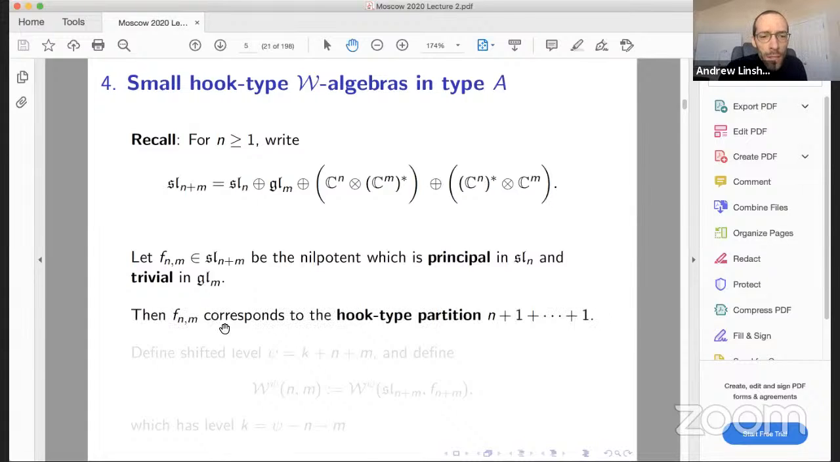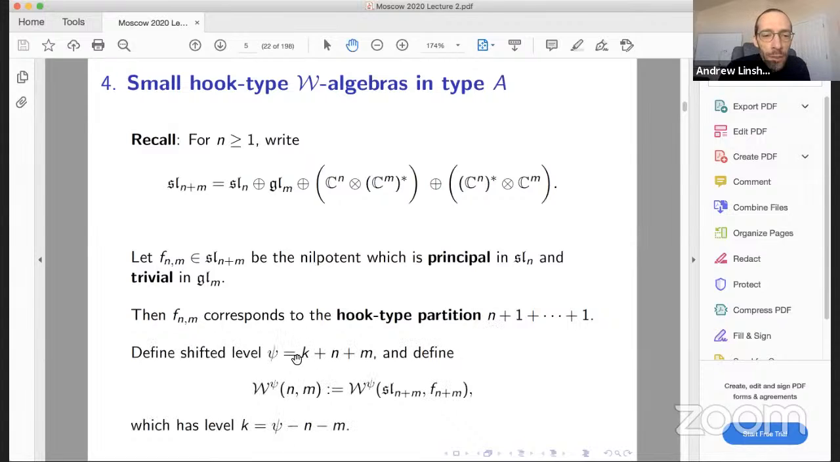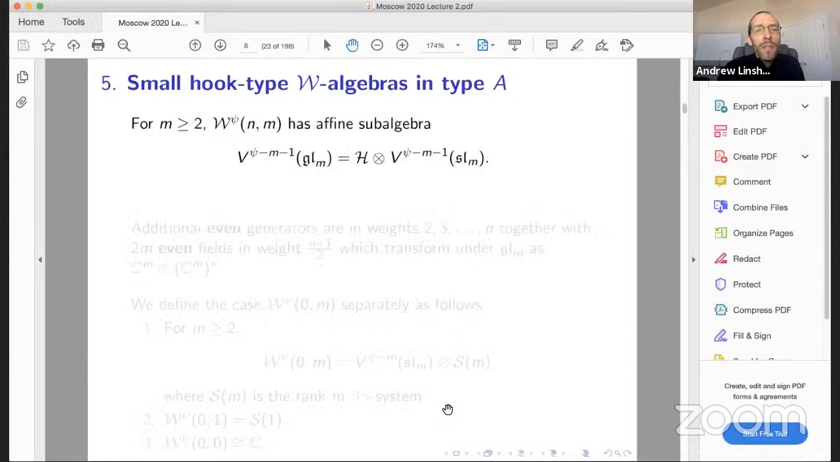And this corresponds to the hook type partition, where I have one big column and then a bunch of short columns of length 1. And so my shifted level psi is k plus n plus m. I'll denote W psi nm for short to be this W algebra associated with this nilpotent. And Thomas mentioned how this unifies some well-known examples.